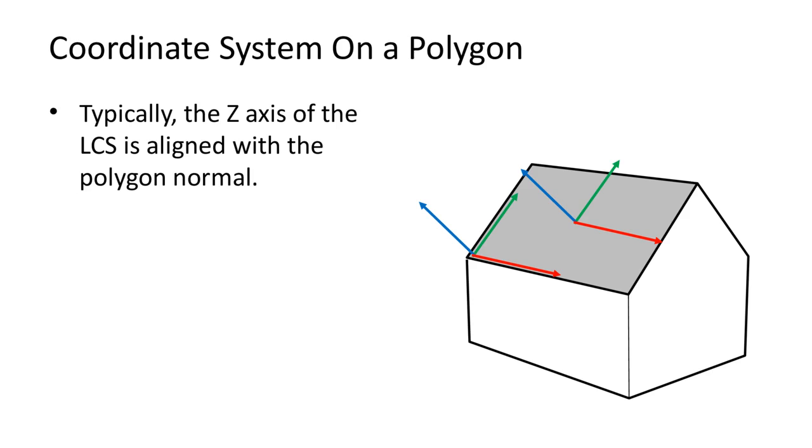The most common way of placing a local coordinate system is by aligning it with an existing polygon in the model. In this example, we can see the local coordinate system is aligned with a polygon that is sloping at an angle. 2 versions are shown, one where the origin is placed at one of the vertices, and another where it is placed at the polygon centroid. In such a case, the z-axis is typically aligned to be parallel to the polygon normal vector.